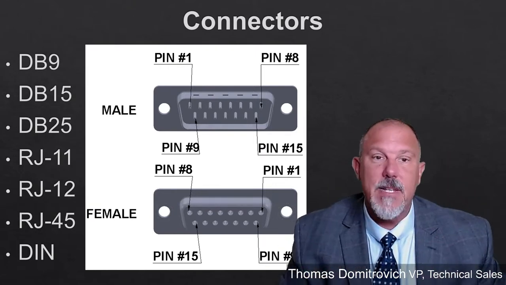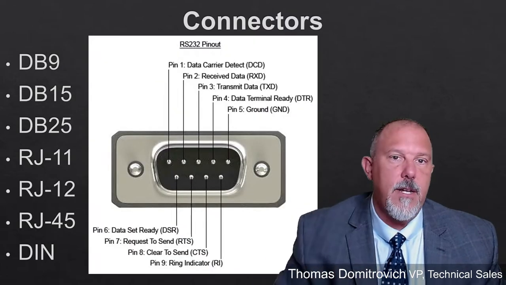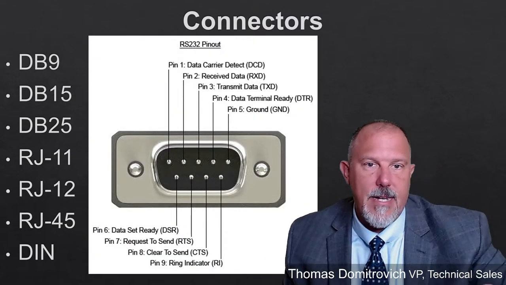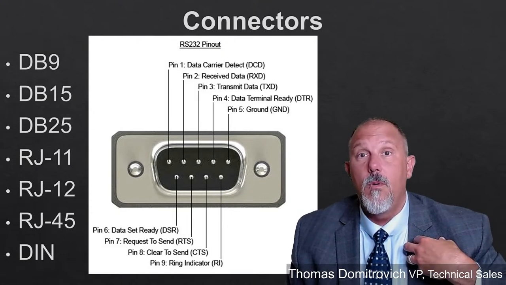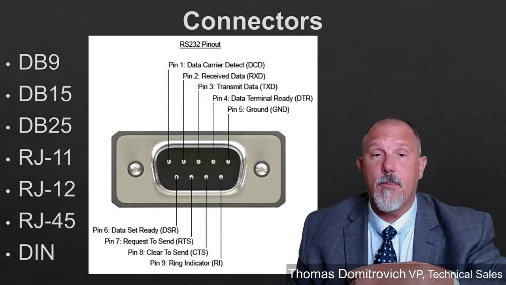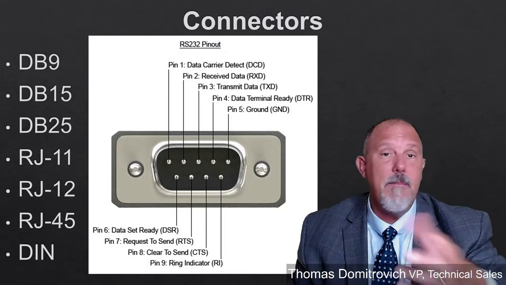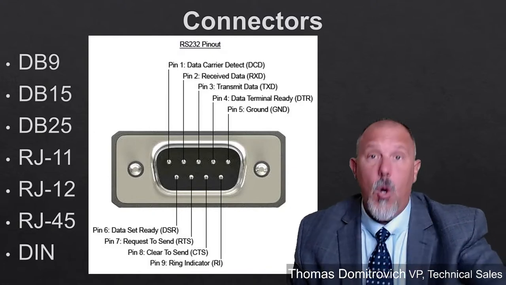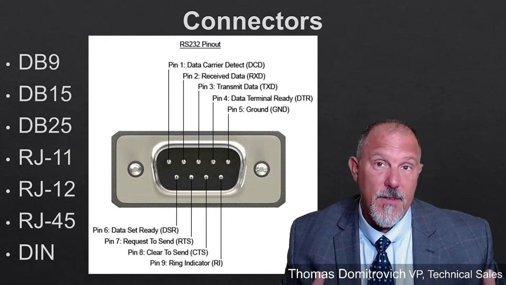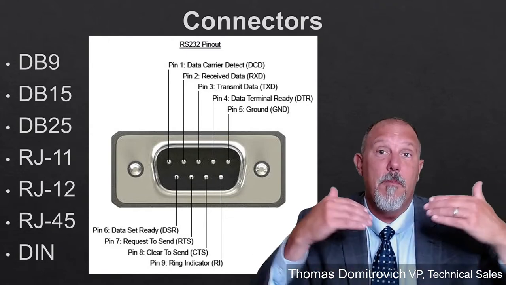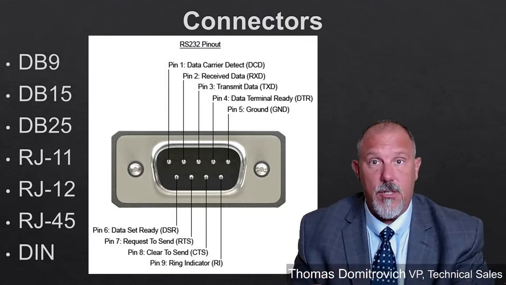I, as a manufacturer, may say you need a DB9, and on the DB9 RS-232 pin 1 could be data carrier detect and pin 2 received data. But I might tell you, no, in my application, when you're using my products, pin 1 is not data carrier detect. Pin 2 is not received data. I may decide to do my own pinout, and it's a proprietary cable that I use with my products. So you've got to be careful when you're buying solutions.